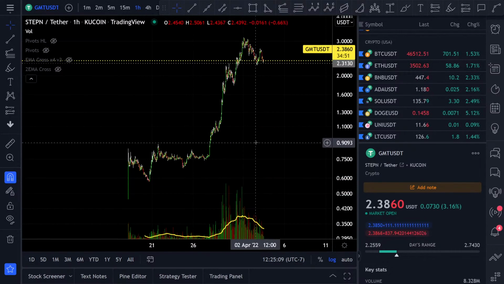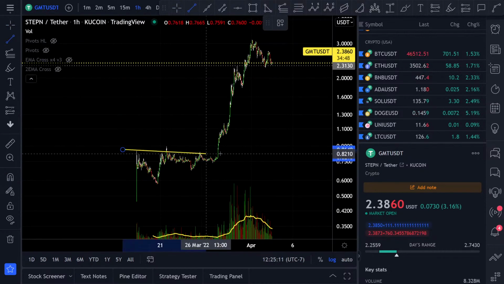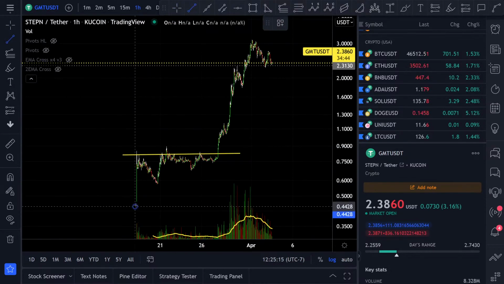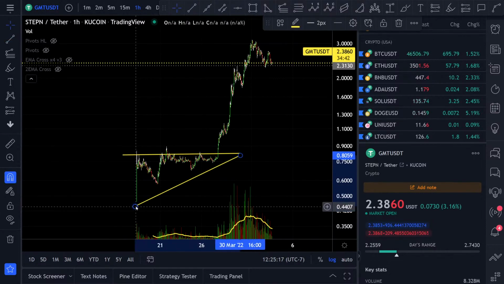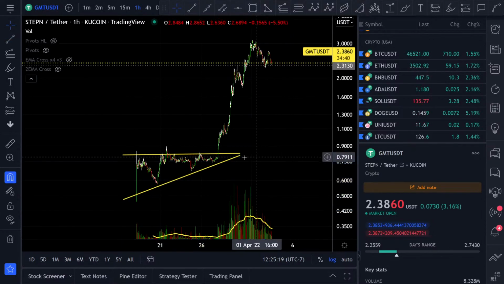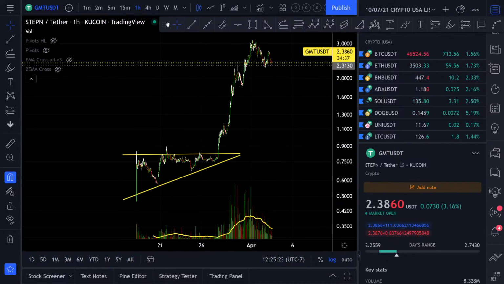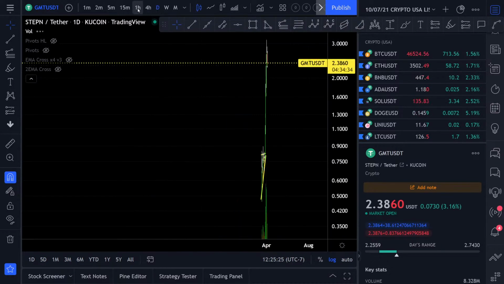So here's an example where ascending triangles actually works. Sometimes it doesn't work, but in this particular case, it worked and exploded to the upside. Beautiful. It was an hourly.